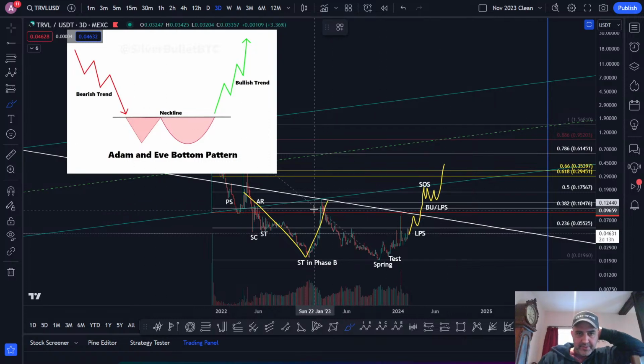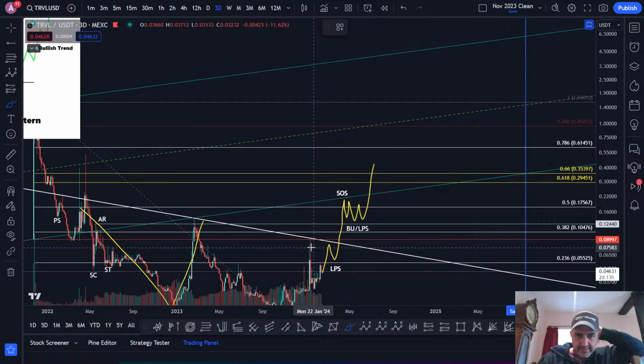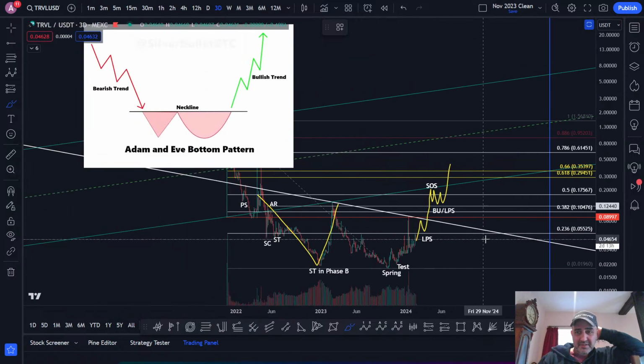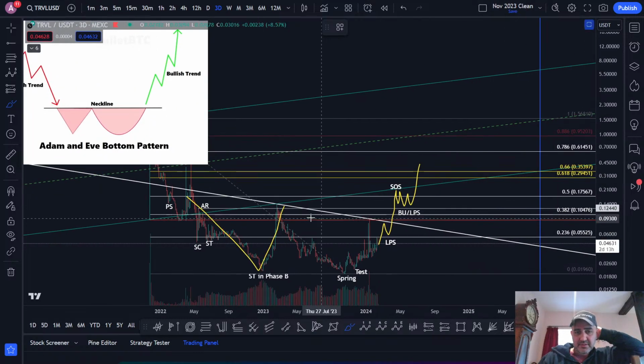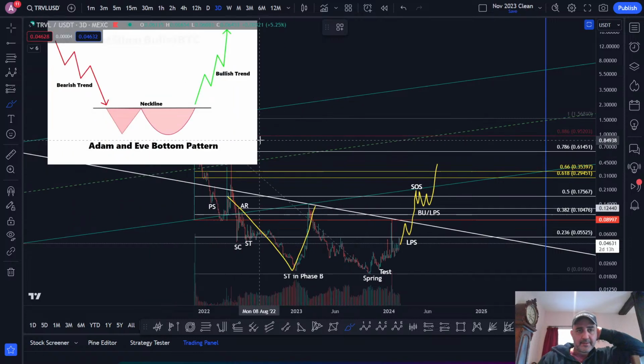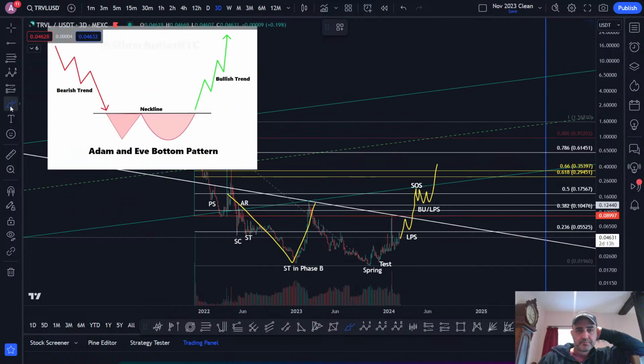So this is really important. The neckline is this level here. It's like the 382 on this chart, somewhere about 12 cents. And then we're off to the races. And maybe that's when wave one starts, when we have this break. Wave one, then wave two will be this SOS consolidation.